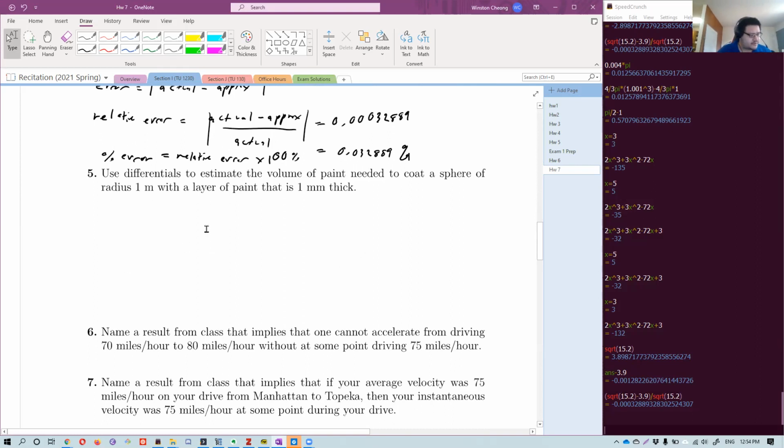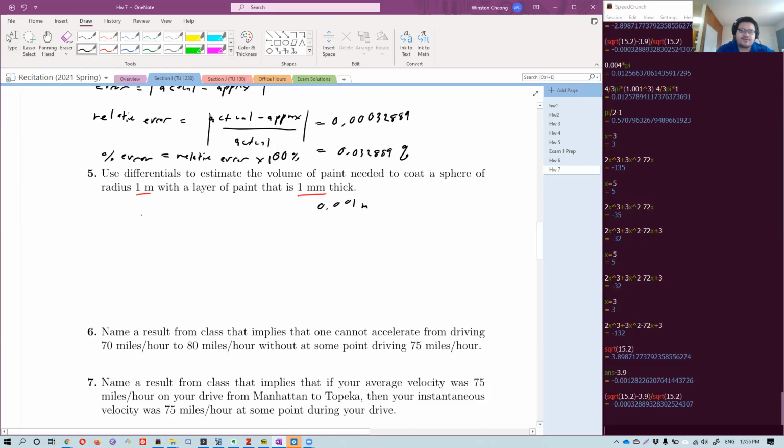Number 5, we use differentials to estimate the volume of paint needed for coating a sphere. First of all, notice the change in units: 1 meter versus 1 millimeter. If you don't notice that, that's going to be a big problem. So I'll say this is actually 0.001 meters.